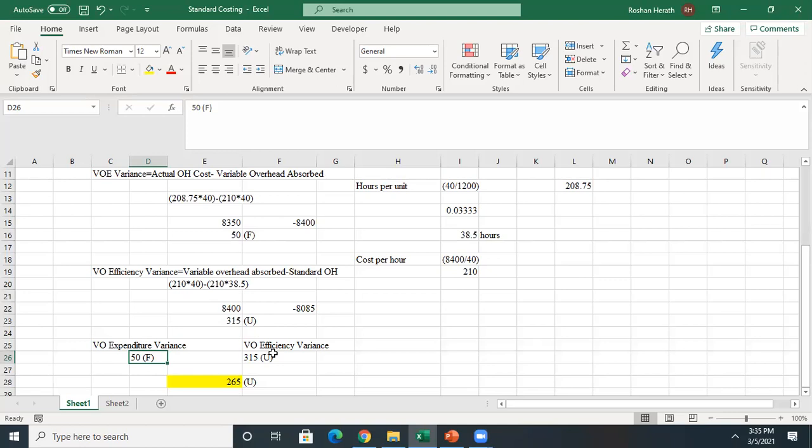So therefore, when it comes to the management, they must think about the ways to improve the efficiency. So this is the insight that it would offer you from the variance analysis.